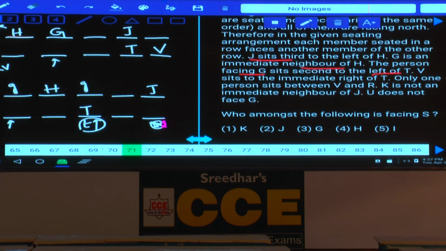If T is here, then where should this G be? Yes, tell me the position of this G. G cannot be here, isn't it? Why can G not be here? Hence G must be at this place only, because the person facing G is seated second to the left of T. As T is here, V sits to the immediate right of T, hence V will be here. Are you following this or not? Done? Now we are able to finalize the positions of T and V in both the possibilities.